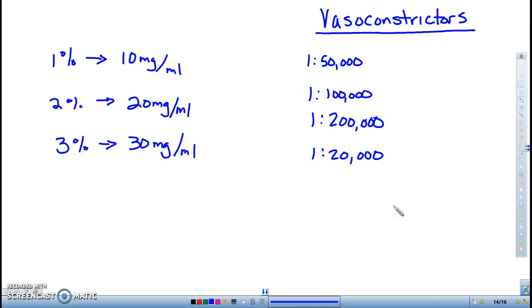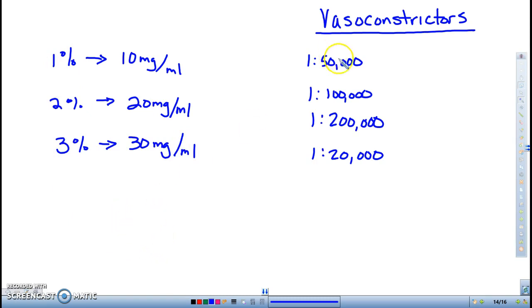Okay, let's do some calculations with vasoconstrictors. I hope I'm spelling all of this right, so if there's any spelling mistakes in your drug names here, I apologize, because this is not my forte. Okay, with all of the calculations we've done so far, I started off with how many milligrams per milliliter of drug is in each one of these solutions. The 1% became 10 milligrams per milliliter. 2% was 20 milligrams per milliliter. 3% was 30 milligrams per milliliter. Pretty easy calculations. You just take each one of these and multiply by 10, or move the decimal point one place to the right.